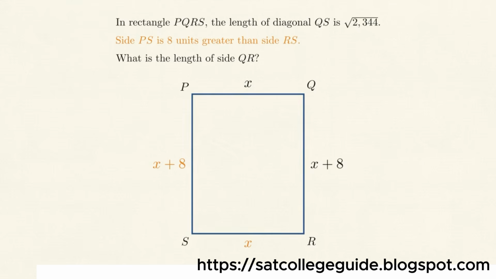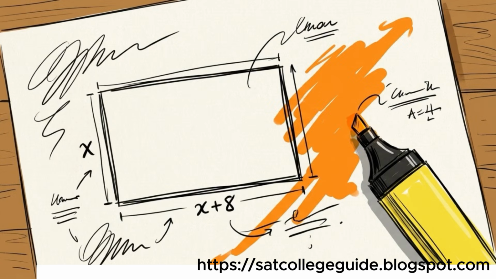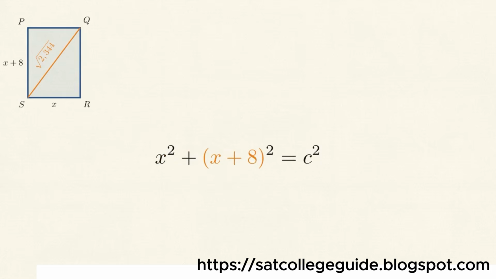We place these variables on the corresponding sides of our rectangle to keep our data organized. Labeling the diagram ensures the relationships remain clear as we move into the calculation phase. Now we plug these expressions into the Pythagorean theorem. X squared plus the quantity x plus 8 squared equals the square root of 2,344 squared.